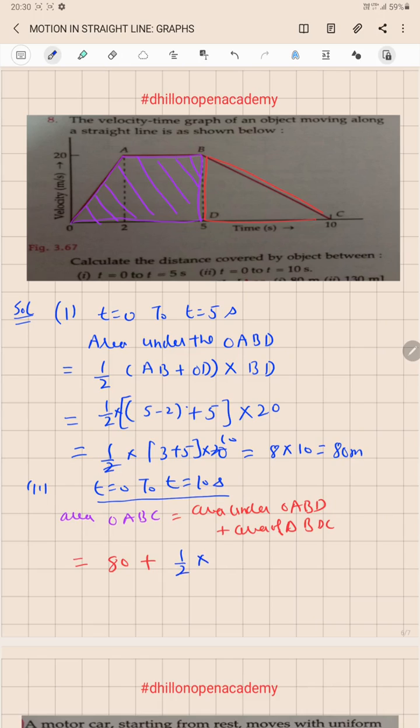It will be half into base into height, which will be equal to 80 plus half into DC. At point D time is 5 seconds, at C it is 10 seconds. So the time interval from D to C is 10 minus 5, 5, into height BD, which is again 20. 2 tens are 20, 10 into 5, 50. So it will be 80 plus 50, which is equal to 130 meter. This is our second and final answer.